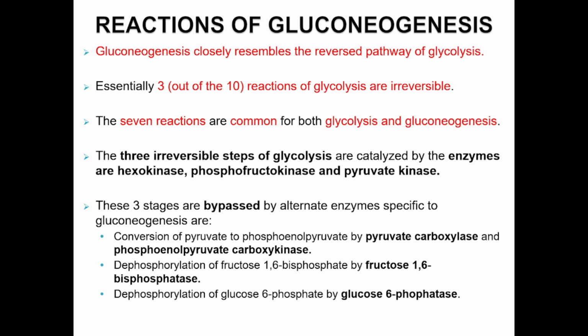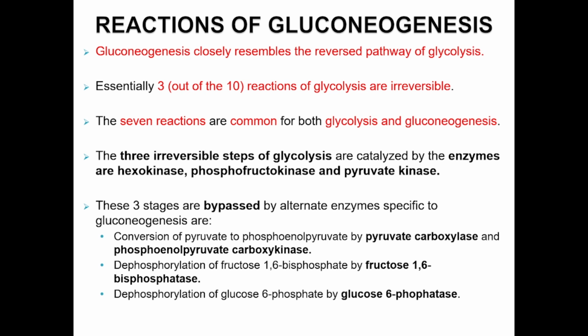So it is just a reversal of glycolysis from pyruvate to glucose, but with exception in the 3 irreversible reactions. If you remember, the first irreversible reaction was glucose to glucose 6-phosphate by hexokinase or glucokinase. The second was the conversion of fructose 6-phosphate to fructose 1,6-bisphosphate by phosphofructokinase 1. The third was the conversion of phosphoenol pyruvate to pyruvate by pyruvate kinase. So those are the 3 irreversible reactions in glycolysis that we need to bypass to produce glucose from pyruvate.